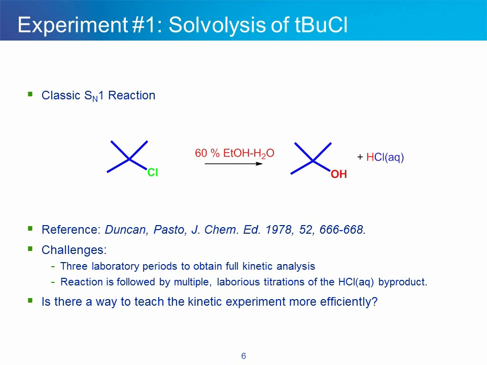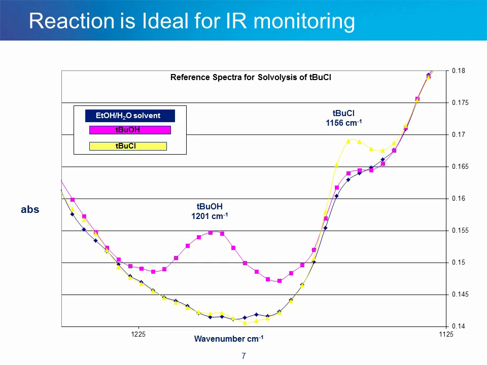The reference is Duncan and Pasteau, J. Chem. Ed., 1978. The challenge of doing this reaction in an academic setting is that 3 laboratory periods are required for a full kinetic analysis. The reaction is followed by doing multiple laborious titrations of the hydrochloric acid byproduct. So the question I had to ask is, is there a better way to teach kinetic experimentation more efficiently? Yes, there is. This reaction is ideal for infrared monitoring.